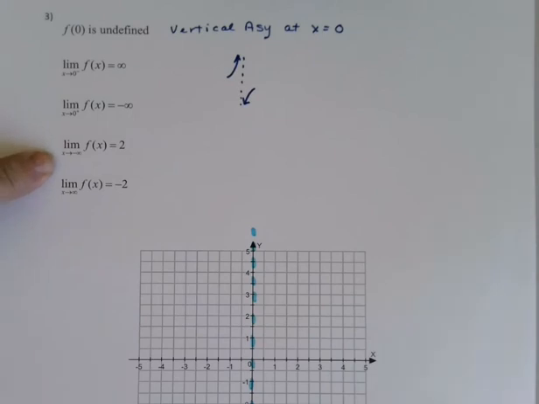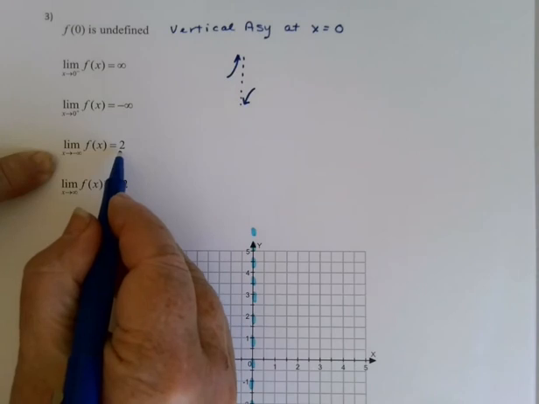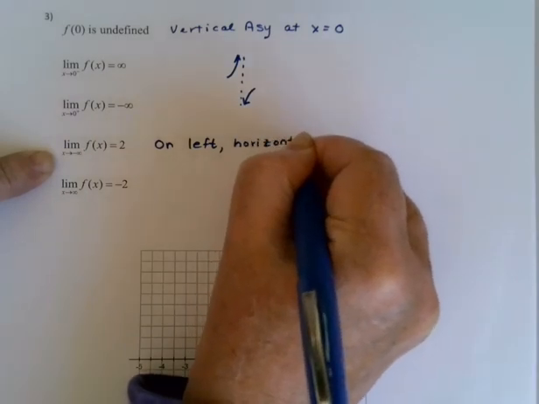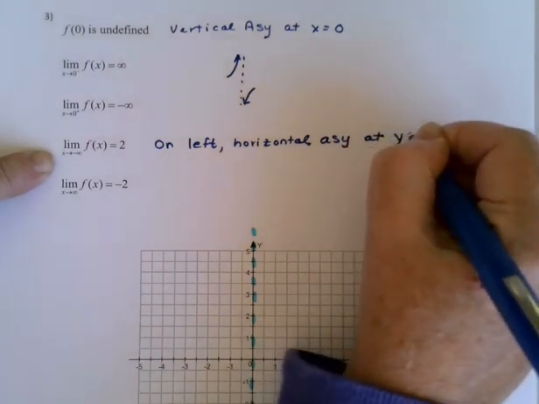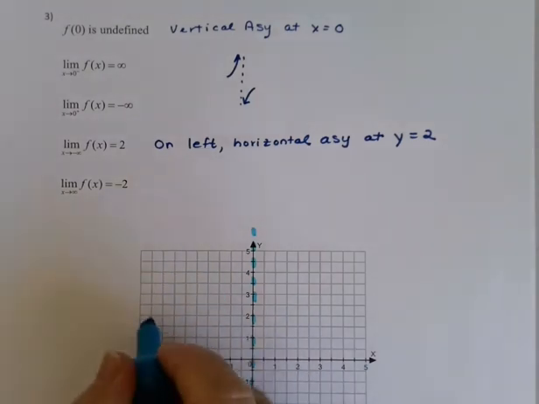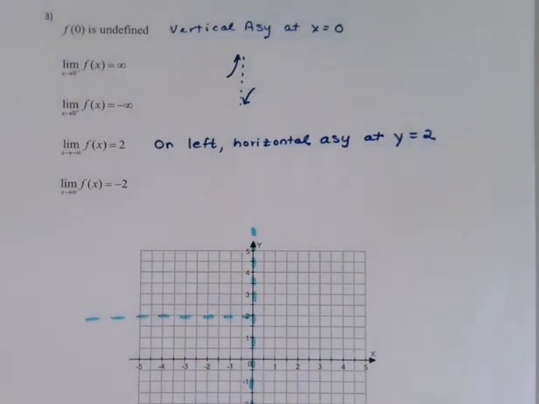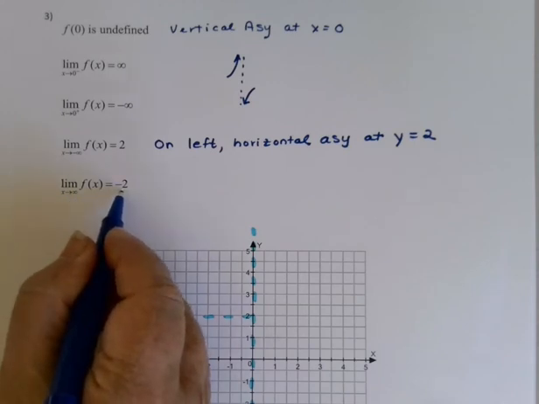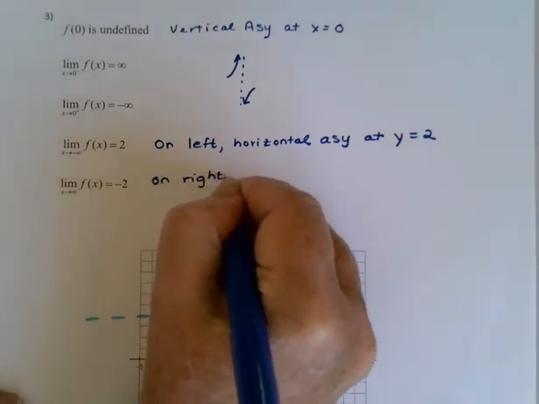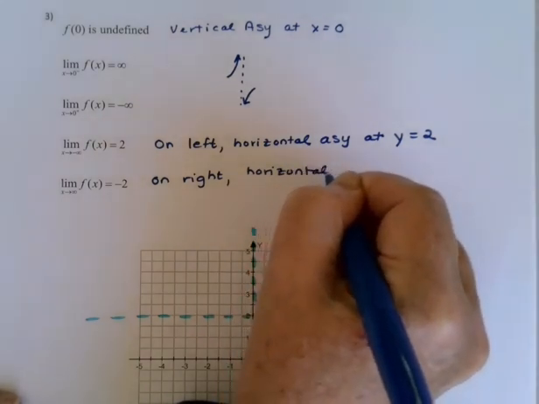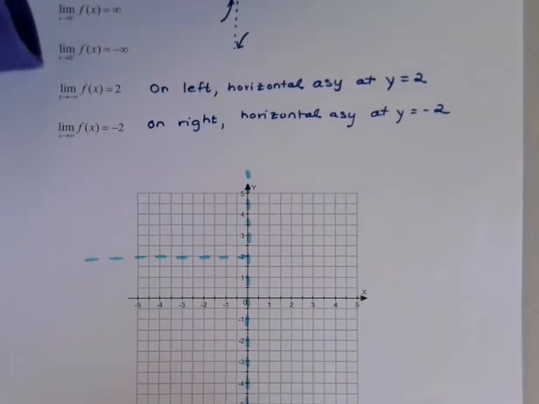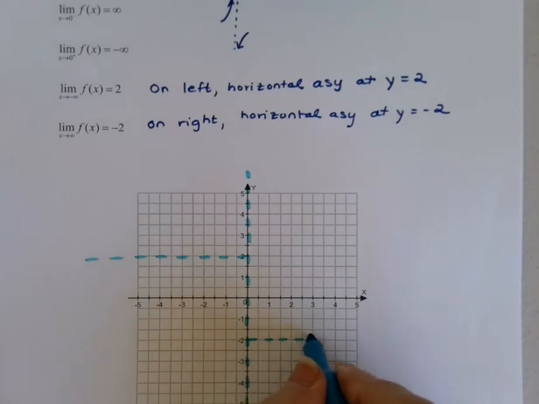All right. As x goes toward negative infinity, so end behavior, the limit is positive 2. So on the left, we have a horizontal asymptote at 2. And again, I'll draw that only on the left, like so. And then as we go to positive infinity, so the right side, the horizontal asymptote is at negative 2. And let me slide this up so you can see more of the graph. On the right, only horizontal asymptote at negative 2.